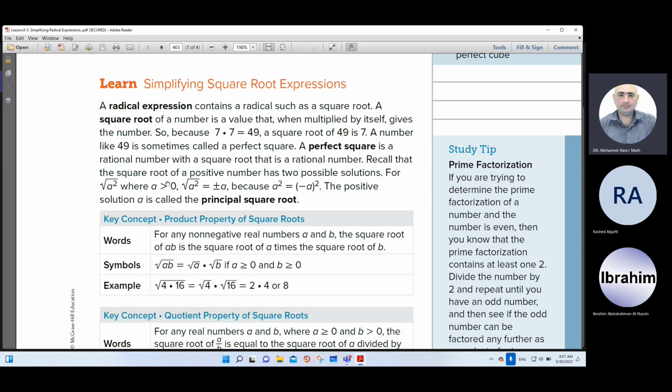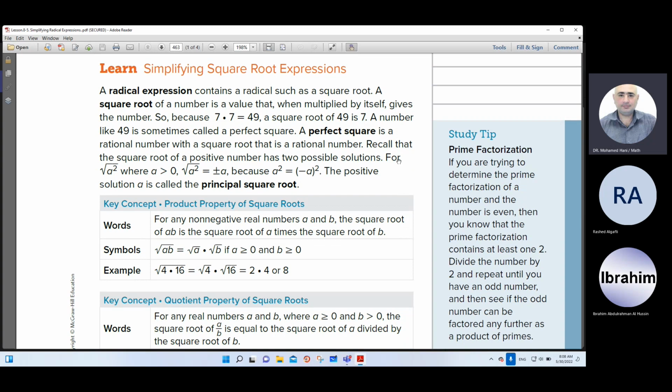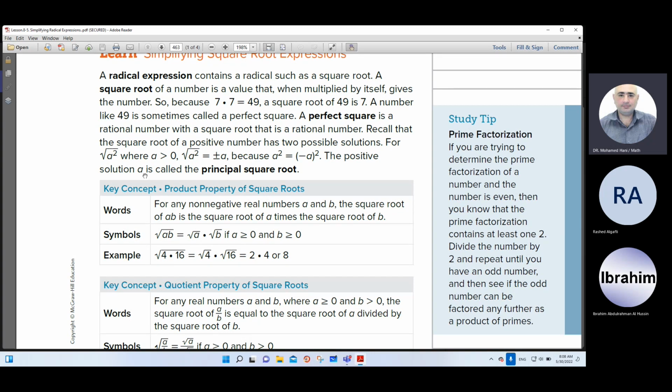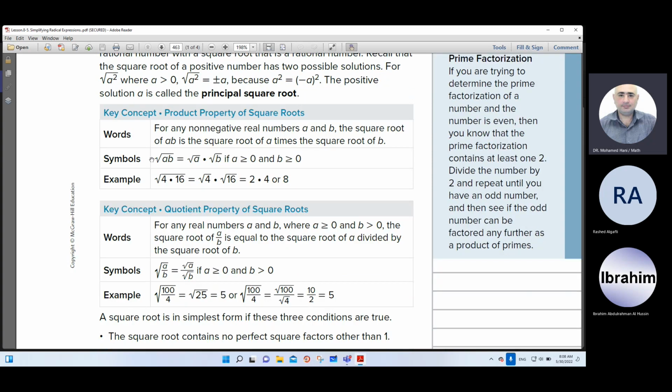Recall that the square root of a positive number has two possible solutions. For the square root of a squared, where a is greater than 0, the square root of a squared equals plus or minus a, because a squared equals (minus a) squared. So the positive solution a is called the principal square root. Listen here.